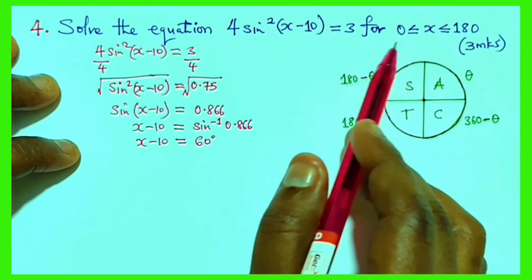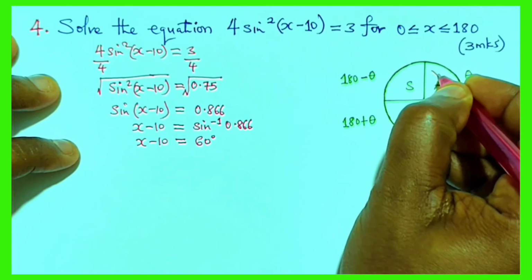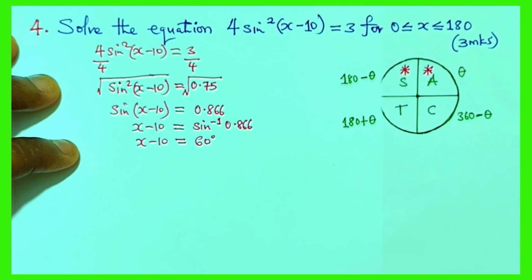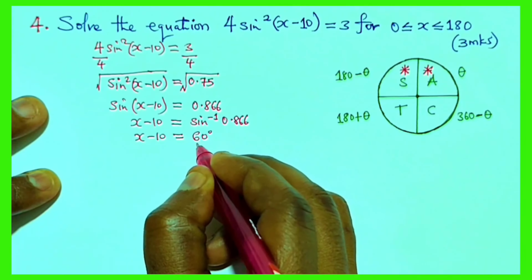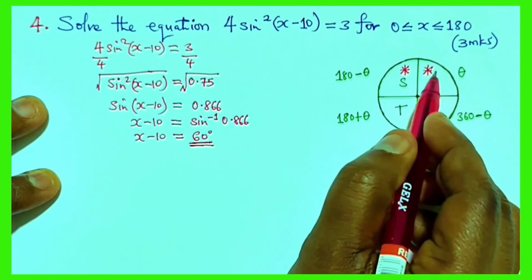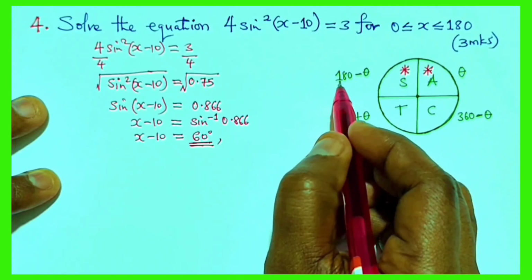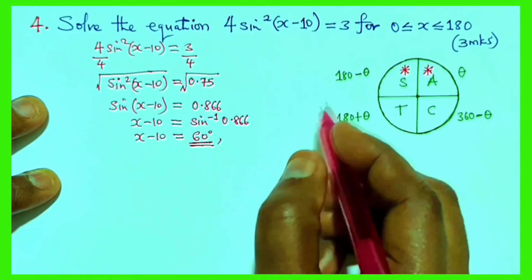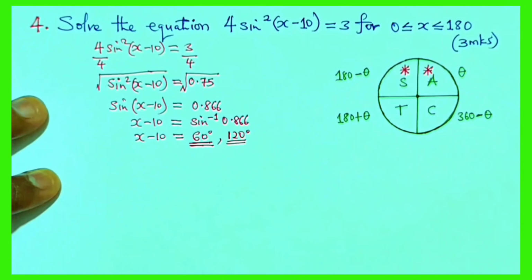And then with the unit circle, we are going to consider that sine will be positive in the first quadrant and also in the second quadrant. And therefore the two values of x minus 10 will be equal to 60 degrees, which is represented by theta in the first quadrant, and then in the second quadrant, which will be 180 minus theta, which is 60 degrees, so the other angle is 120 degrees.